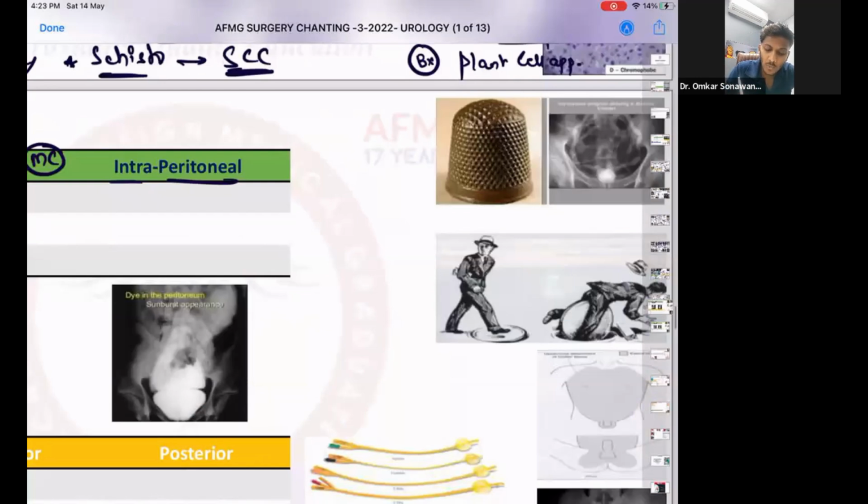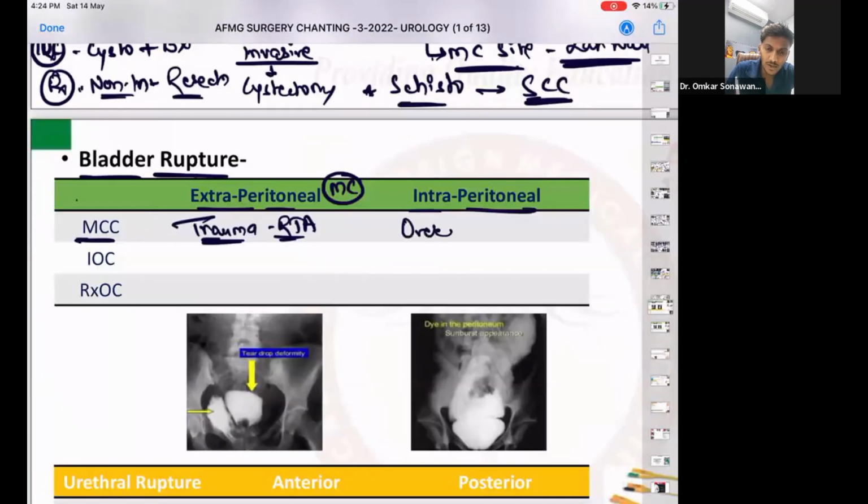is usually due to an over-distended bladder. So please remember, whenever there is an over-distended bladder, maybe there is some stenosis or constriction at the urethral orifice, or maybe a patient who is drinking beer, almost 8 to 10 bottles finished. So in this condition there is an over-distended bladder.